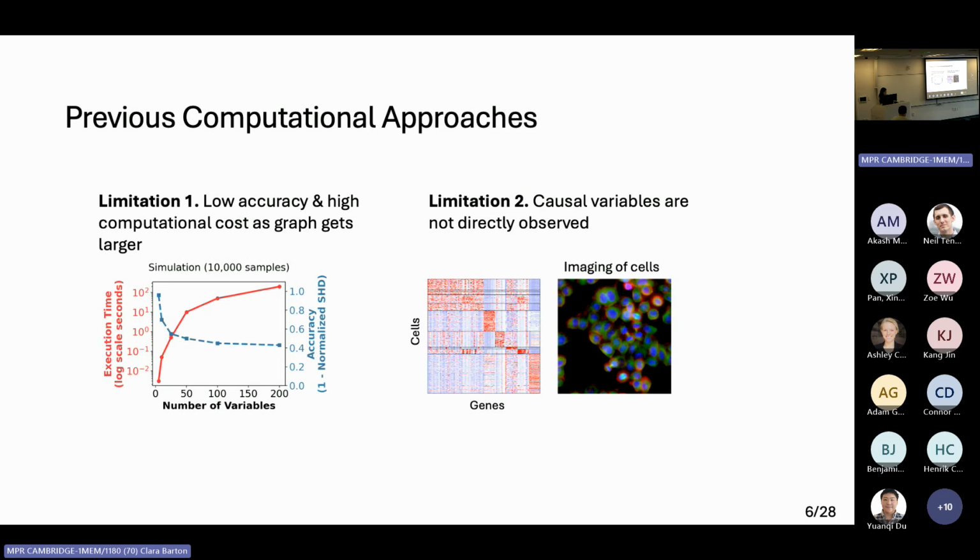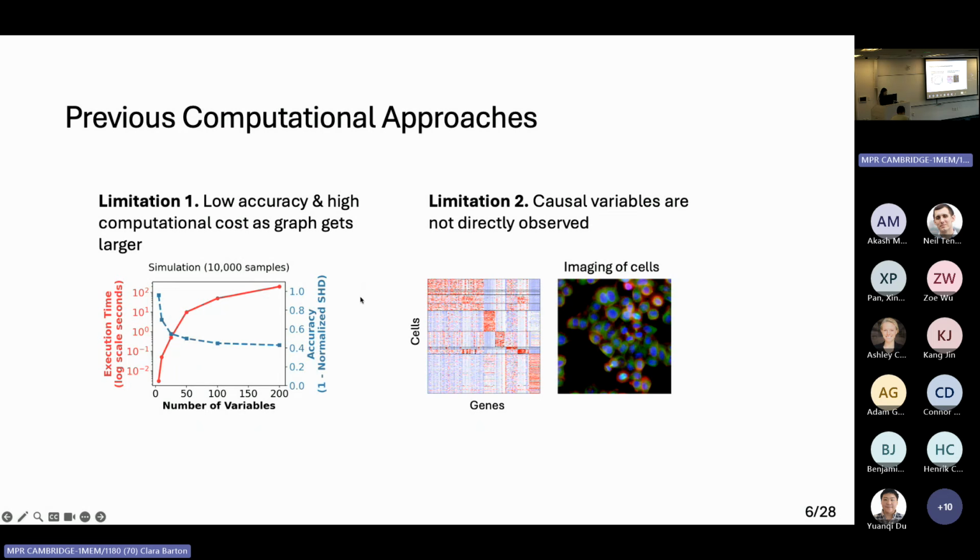basically if you run an existing method to discover a network like that, you would run into problems with low accuracy and high computational costs as the graph size gets larger, as the number of variables in your system gets larger. So here's running a PC algorithm, a canonical causal discovery algorithm, in a simulation. As the number of variables increases, you can see the execution time climbs up. This is log scale, and then you can see the accuracy actually drops. So that's the first limitation. I'm going to spend maybe 2 minutes on it.